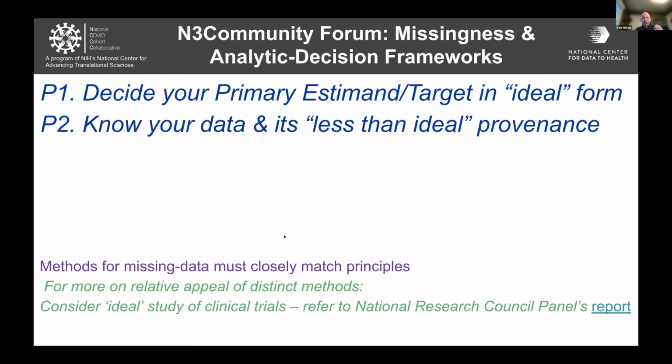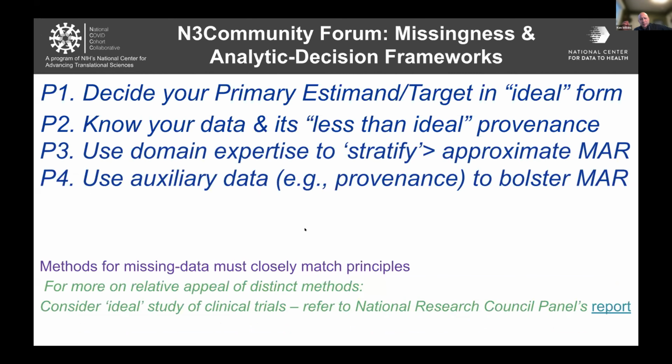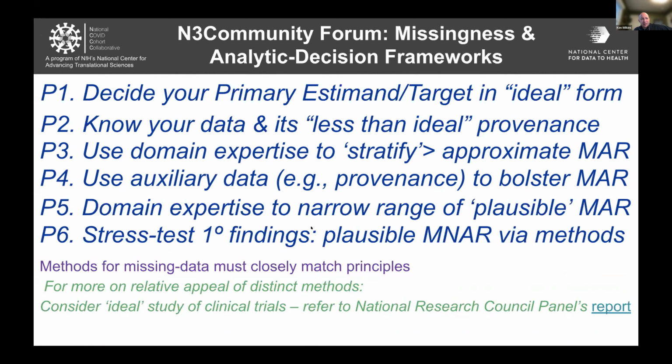So besides knowing your primary estimate and target, you've got to know your data, and its less than ideal provenance, just the way Hythem outlined. You've got to then also get that domain expertise to stratify by observables to approximate missing at random, use auxiliary data wherever possible, like the metadata, the provenance in N3C and how it's built from our data partners, and then narrow that range with further domain expertise as needed.